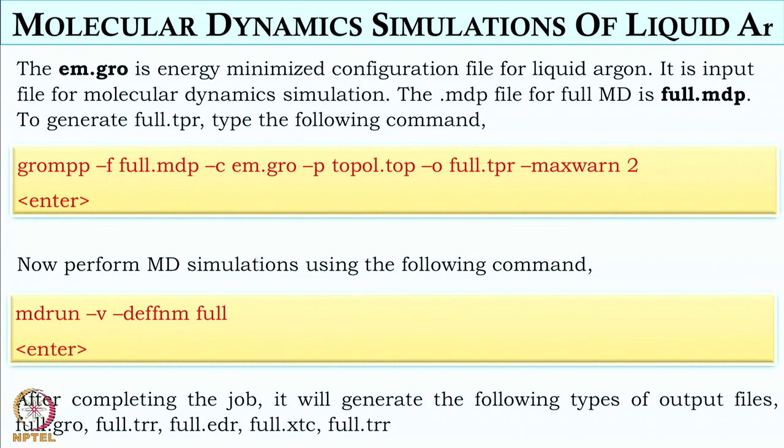Instead of full, it can be any other name also. But then you have to have the TPR file in that name, since the TPR file, that is the output file of grompp, is full.tpr. So we are giving -deffnm full. If you give em.tpr, you have to use em, or if you give grompp.tpr, you have to use grompp instead of full. So those two names have to be similar.